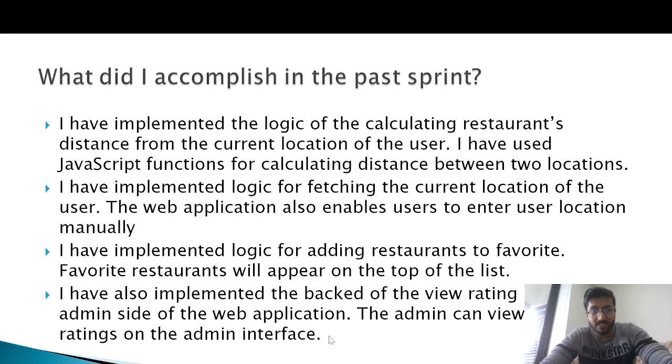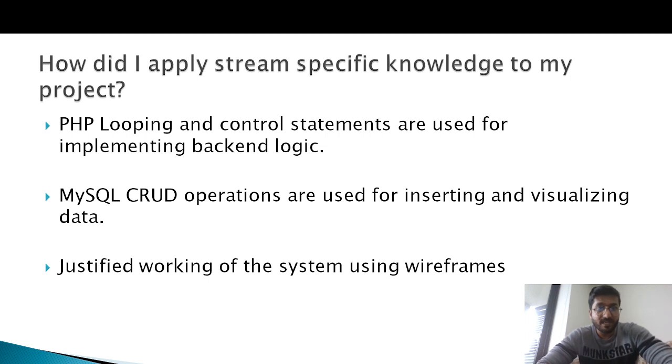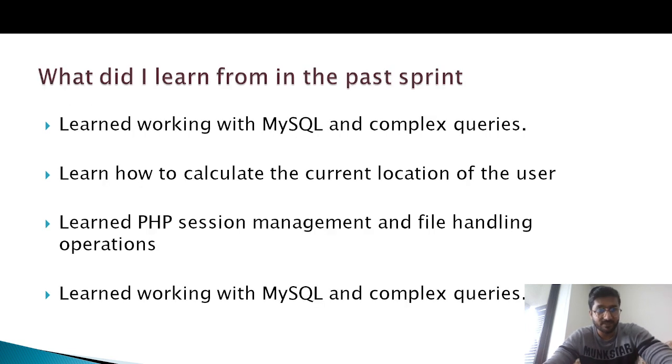I have implemented logic for adding restaurants to favorites so that they appear on the top of the list, and I have also implemented the backend of the view rating page on the admin side of the web application. The admin can view all the received ratings on the admin interface. And how did I apply stream specific knowledge to my project? I have used PHP looping and control statements for implementing backend logic, and MySQL CUD operations for inserting and visualizing data, as well as justifying the working of the system using wireframes.